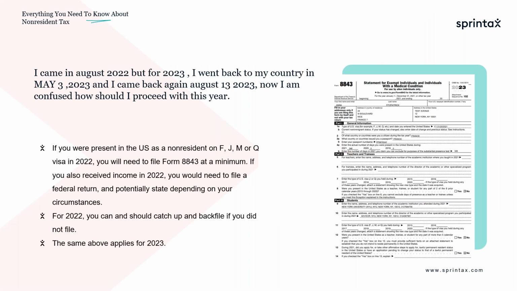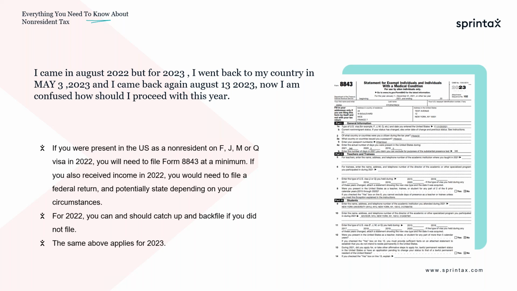Next question is another one from step 6, living in the US. And this individual came in August 2022, but for 2023, went back to their home country in May of 2023 and came back again in August 2023. Now they're confused with how they should proceed this year.